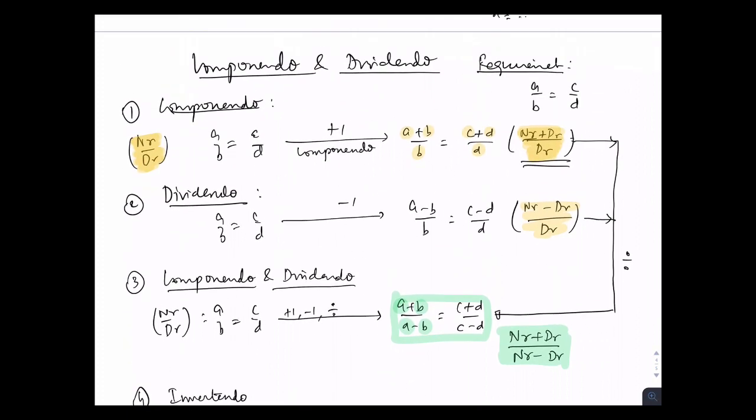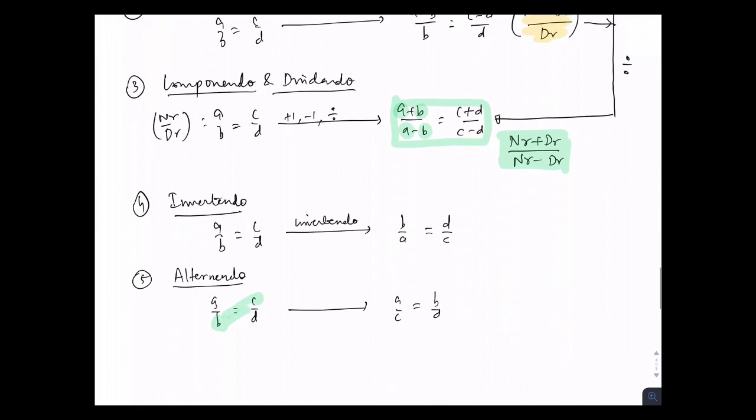But the prime things here, as far as problem solving is concerned, which we'll see further, are componendo, and componendo and dividendo, which are a must. Now that we have learned the different operations, let's try to understand the opposite operations of componendo, dividendo and componendo dividendo. So the first is, imagine you have A by B equals C by D and you did componendo.